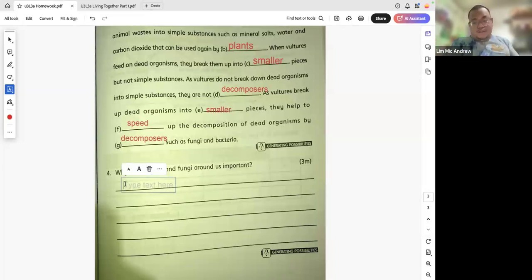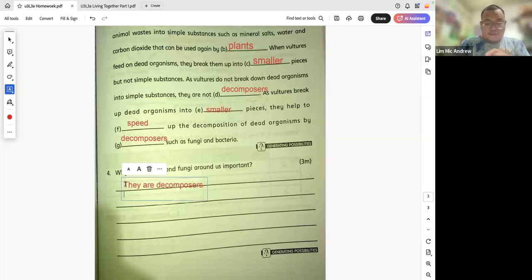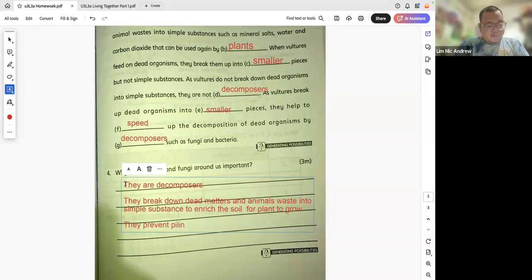All right. So to answer this question, it's a 3-mark question. The first thing we have to say is they are what? They are decomposers. 1 mark. The second one is to say they break down dead matter and animal waste into simple substances to enrich the soil for the plants to grow. The last mark is they prevent the piling up of dead matter and animal waste on Earth.